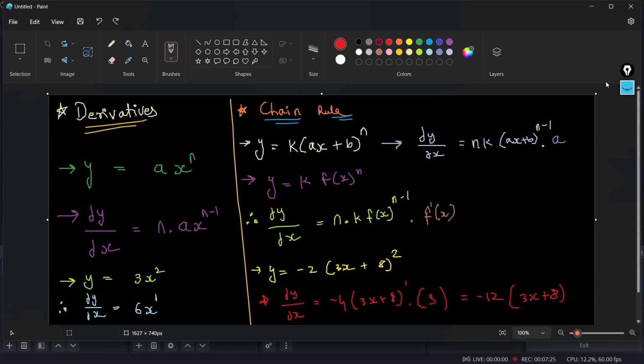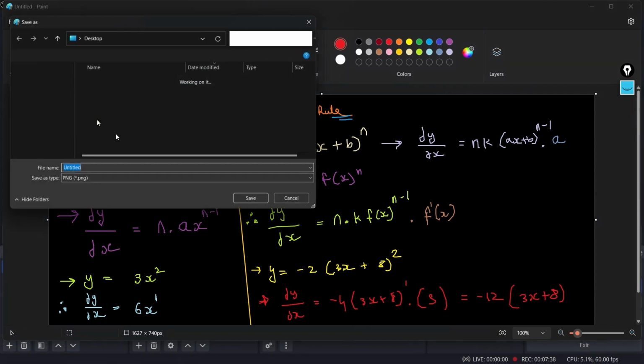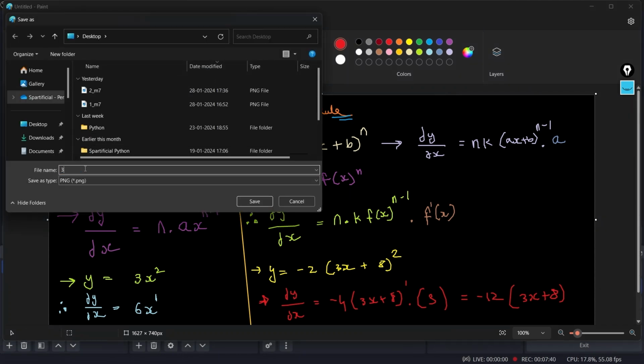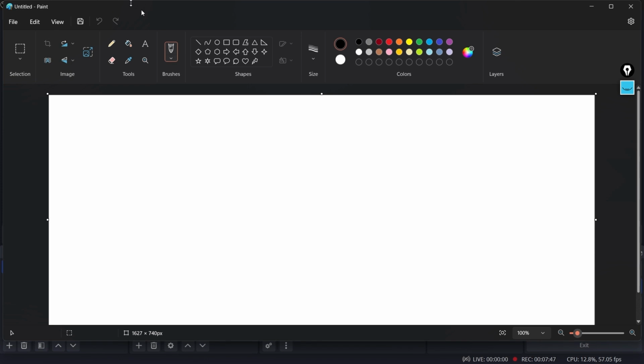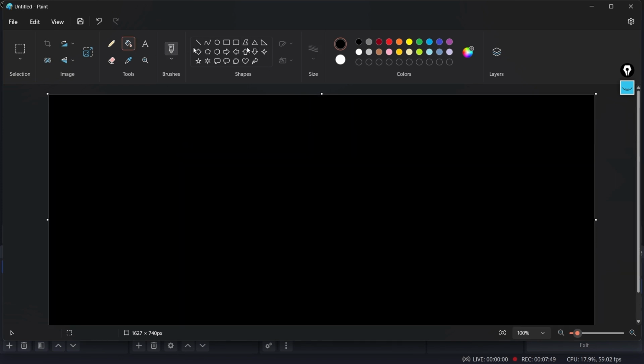Now after this, what we are having is partial derivatives. If you understand these two things properly, then understanding partial derivatives won't be that difficult. But before that, I'm just going to save this particular part, and I'll just call it 3M7 and create a new paint. Going to paint it black, and now comes this part, that is partial derivatives.